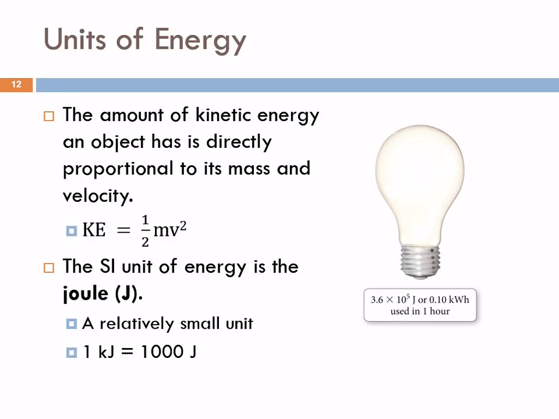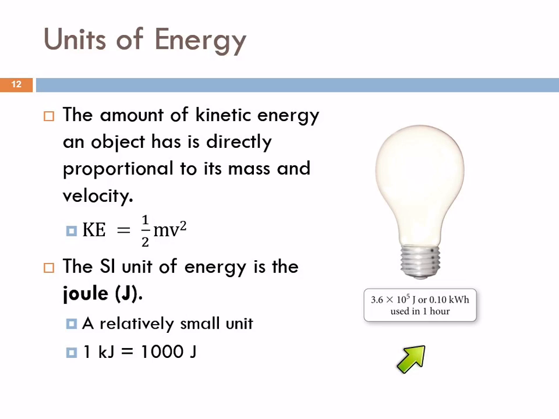The joule is the metric unit of energy. That's the word. Joule, abbreviated capital J. It's a relatively small unit, and we can apply metric prefixes to joule in the same way that we do for other units. So a kilojoule is 1,000 joules.